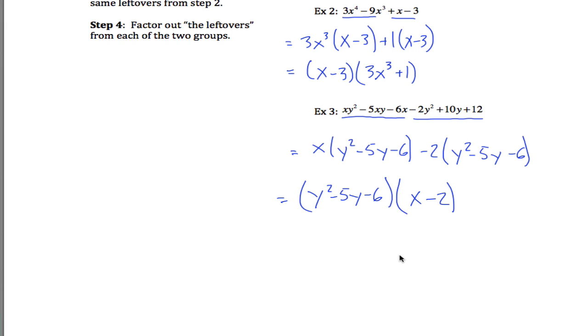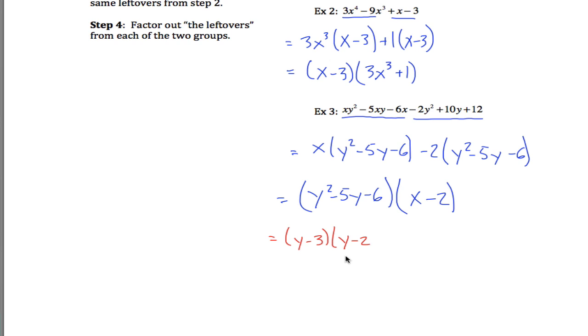Okay, I'm going to switch colors here. We're done factoring by grouping here. That's the end of the factoring by grouping. Turns out that this factors even further. This is what's called a quadratic trinomial whose leading coefficient is 1. I have a separate video that shows you how to factor those. But what you'll see if you watch that video is that this actually factors to y minus 3 times.